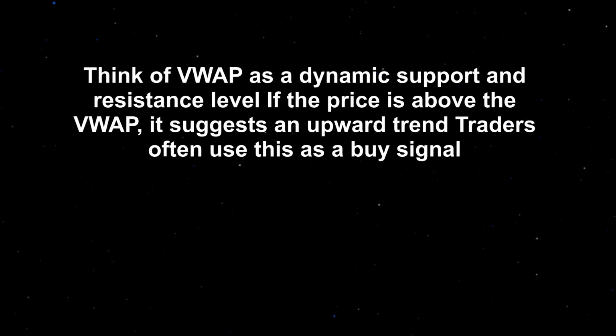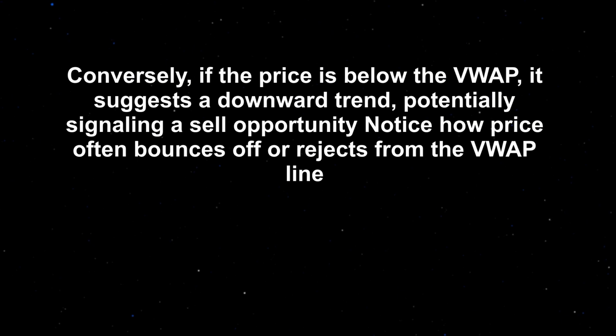If the price is above the VWAP, it suggests an upward trend. Traders often use this as a buy signal. Conversely, if the price is below the VWAP, it suggests a downward trend, potentially signaling a sell opportunity. Notice how price often bounces off or rejects from the VWAP line.